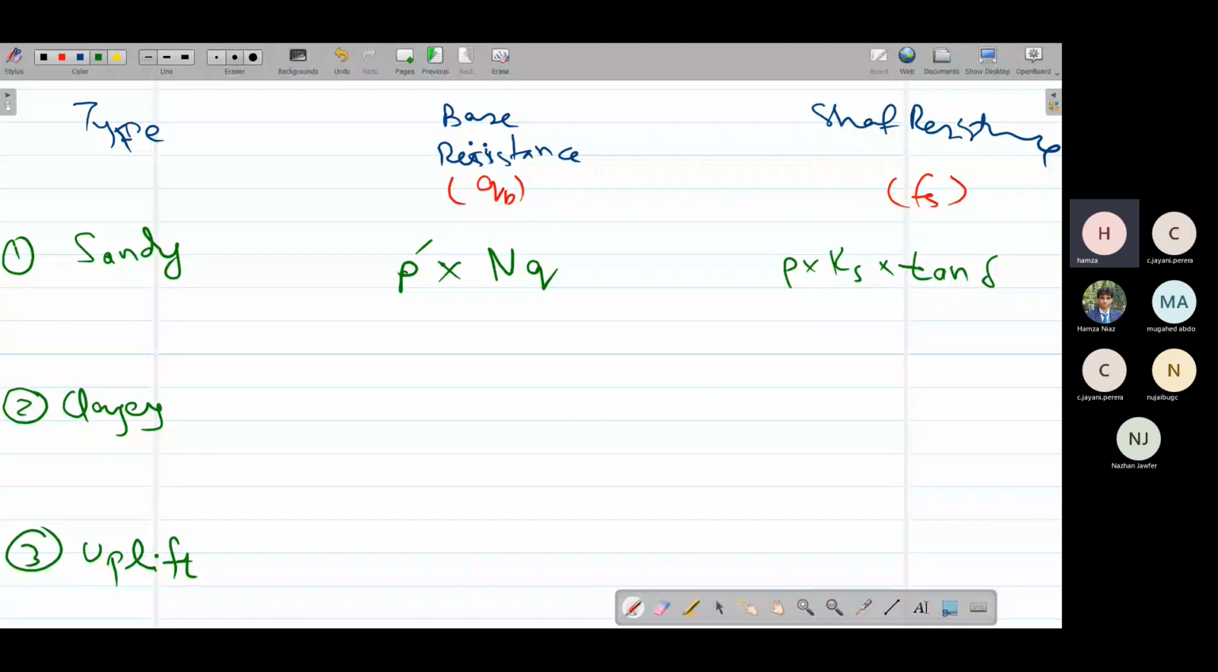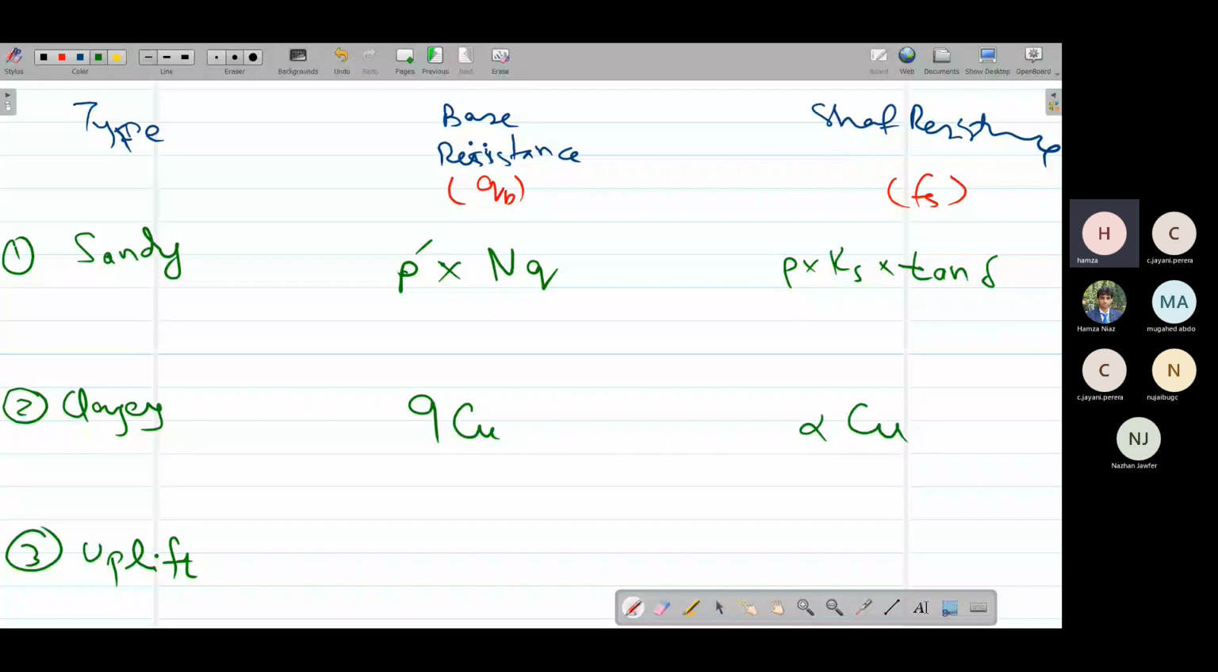And for uplift, there are again two cases, for sandy and for clay. For uplift, we ignore the base resistance and only take the shaft resistance. So we'll take the shaft resistance of sandy as 2/3 of P Ks tan delta, 2/3 of this value, and for clay uplift, we simply take alpha times Cu. So these are the formulas for three types of piles: for sandy, for clay, for uplift.